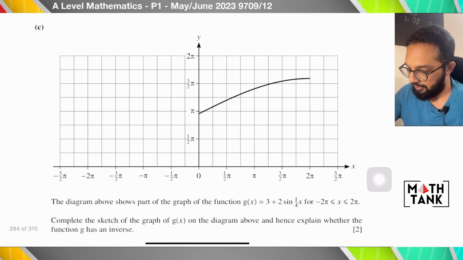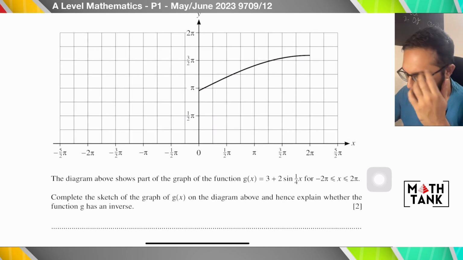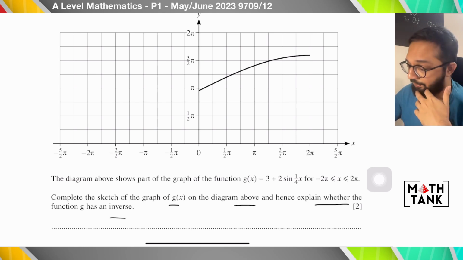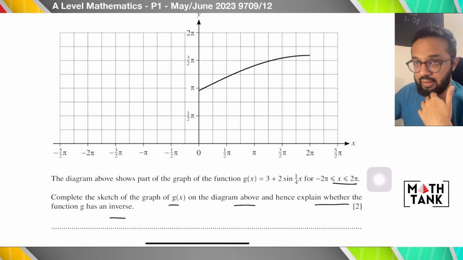Then the diagram shows above the part of the function g of x. So it's, I think, the same graph, but continued a little on the left hand side as well as the right hand side. Okay. Complete the sketch of the graph of g of x on the diagram above and hence explain whether the function g has an inverse. So the graph is already plotted for 0 to 360 degrees. So I need to plot it for 0 to minus 360.